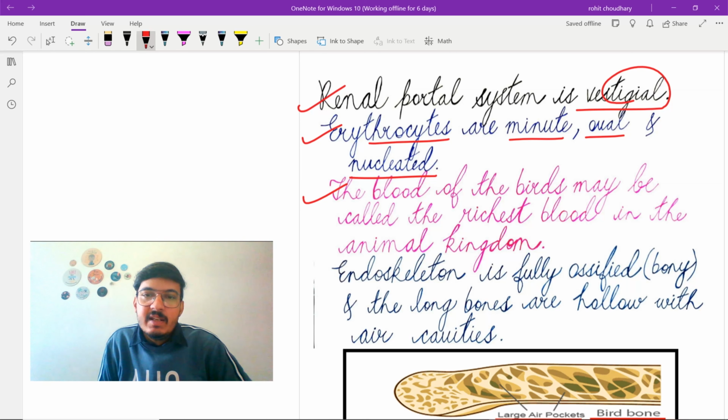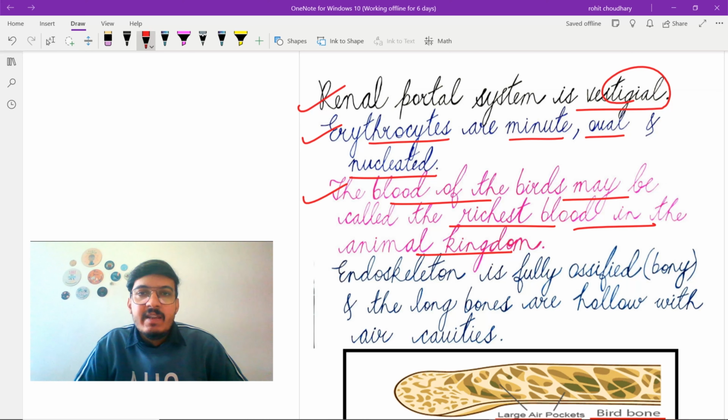The next feature is the blood of the birds may be called the richest blood in the animal kingdom. Why is it called the richest blood in the animal kingdom? Because the blood has more RBC per cubic millimeter of blood than in any other animal.